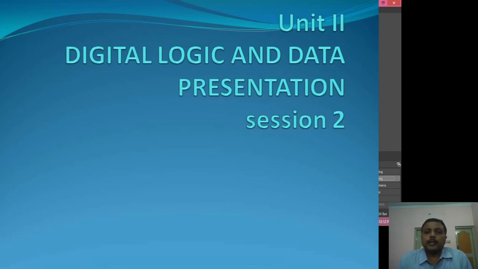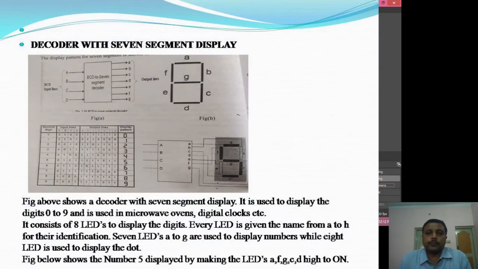Good morning everybody. Today we will be starting the second session on Unit 2, that is Digital Logic and Data Presentation of the Mechatronics subject. So first of all, let us discuss the decoder with 7-segment display.